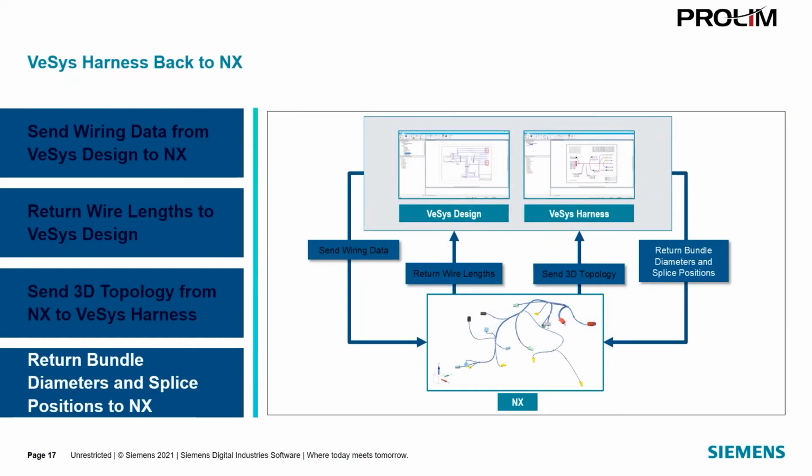For the final step, we will place the splices in VSYS and use automation to calculate the bundle diameters. This data will then be returned to NX. We will also make some modifications to the splices within NX and return them to VSYS to briefly highlight that data exchange as well.